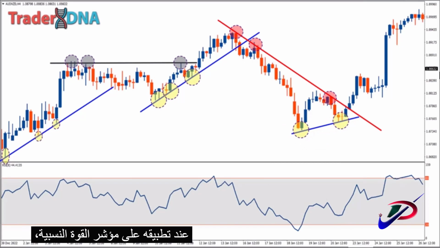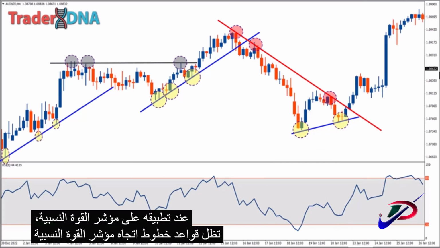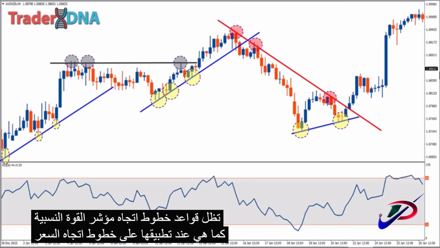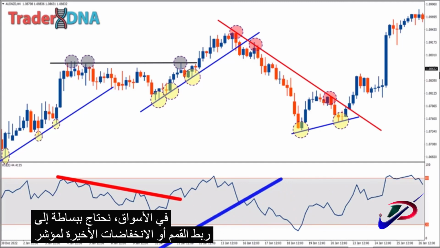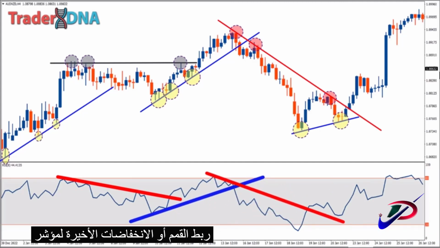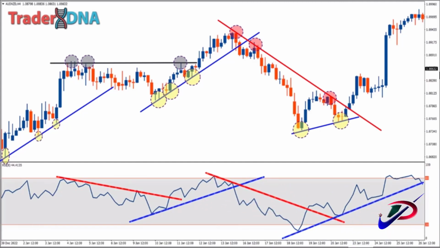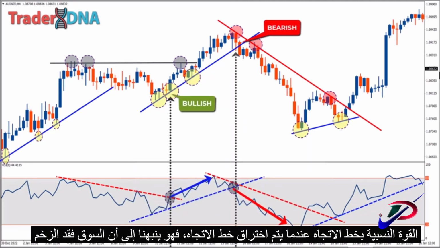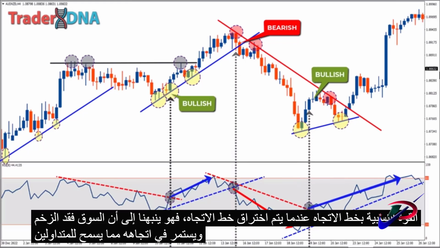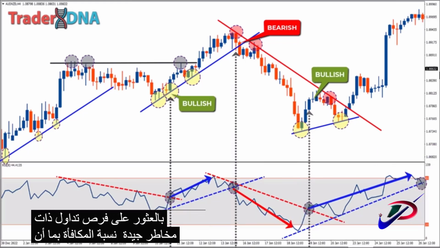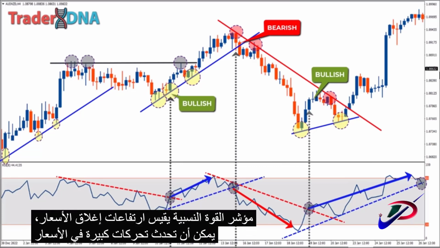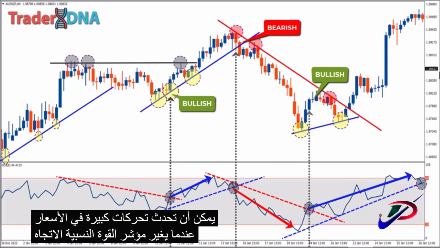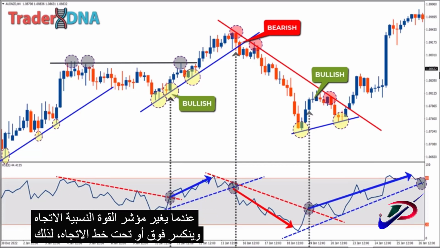When applied to the RSI indicator, the rules for RSI trend lines remain the same as when applied to price trend lines in the markets. We simply need to connect the recent peaks or valleys of the RSI with the trend line. When a trend line is breached, it alerts us that the market has lost momentum in continuing its trend, allowing traders to find trading opportunities with a good risk-to-reward ratio. Since the RSI measures price closing surges, significant price movements can occur when the RSI changes direction and breaks above or below the trend line.